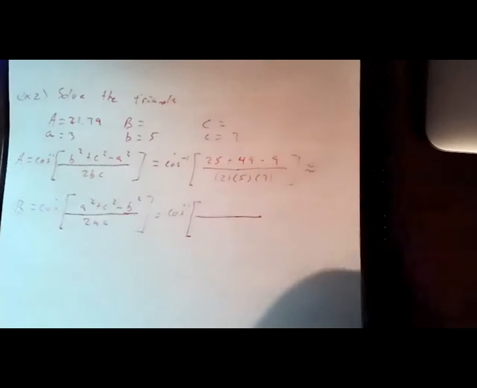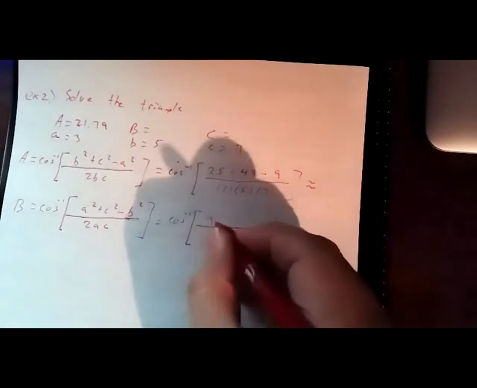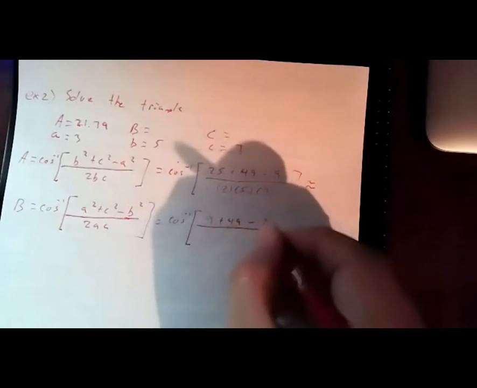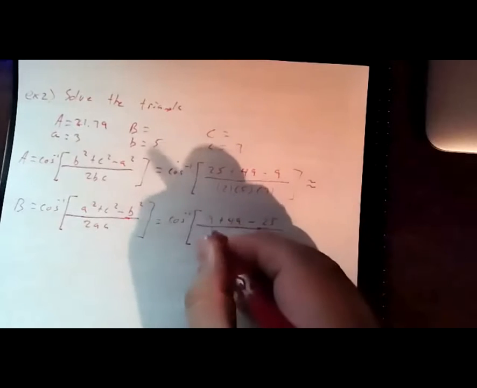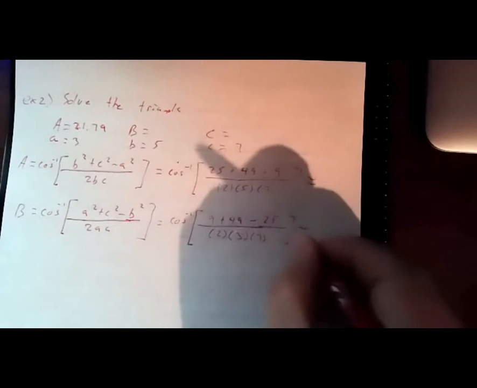All right, guys. So plug in all the numbers and we'll be pretty much done. Let's see. This will be 9 plus 49 minus 25 over 2 times 3 times 7. So what did you guys get for big B? 38.21, right? Yeah, that's right.